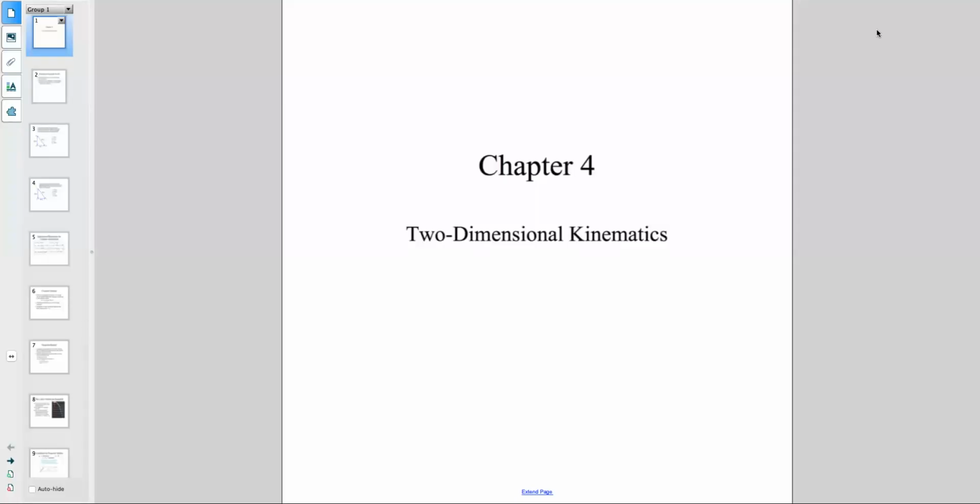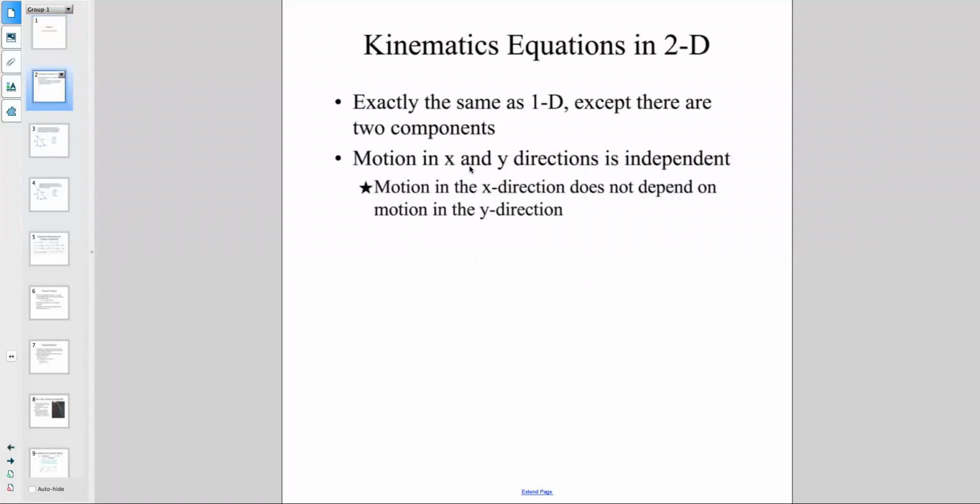All right, chapter 4, two-dimensional kinematics. So the kinematics equations in 2 dimensions are exactly the same as in 1 dimension, except there are 2 components. You have an x component along the x direction, and a y component along the y direction. So motion in the x and y directions are independent. Motion in the x direction does not depend on motion in the y direction. That's the whole idea of breaking them apart into their components, because their components can act independently.